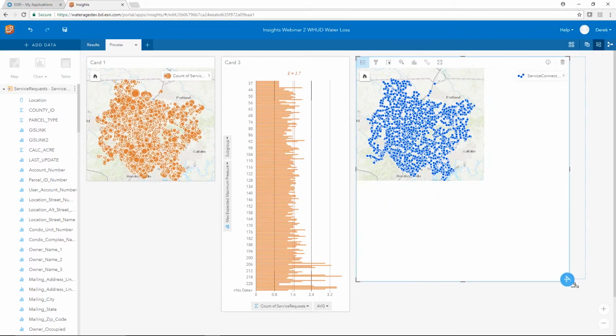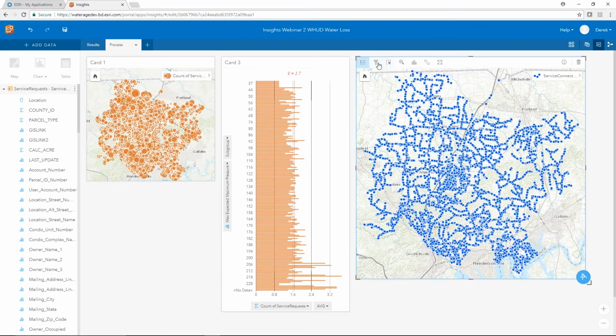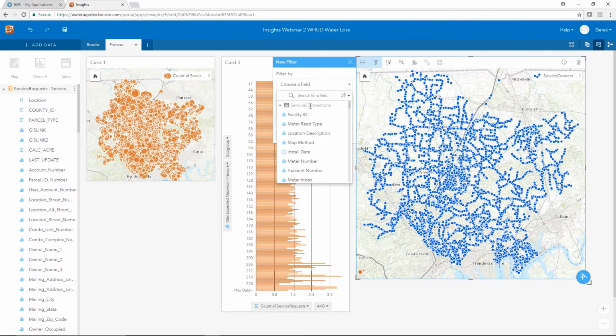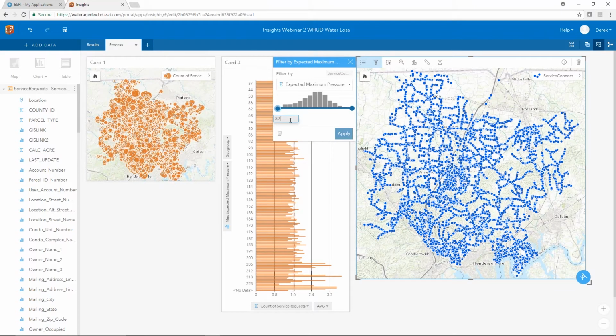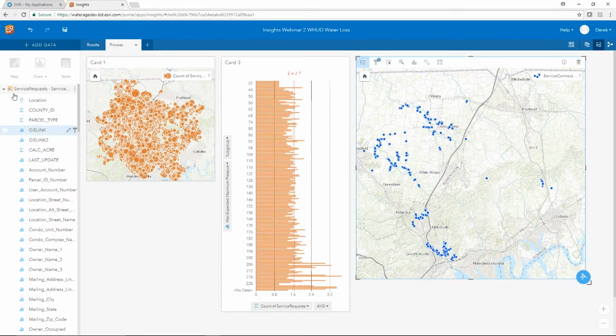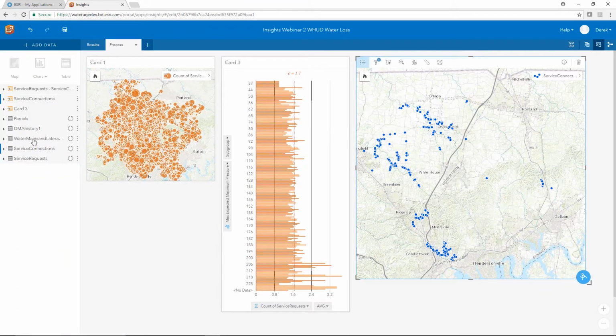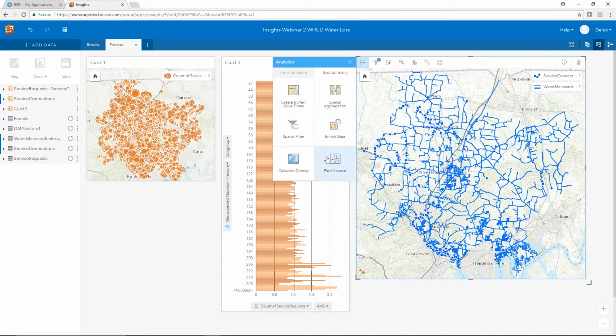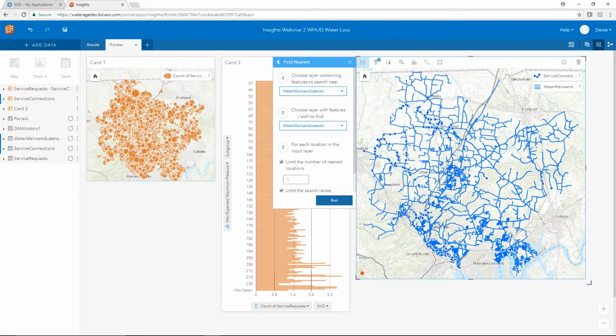So with that information, we can take our data and filter it down to look at only those connections that have that relatively high level of pressure. So we'll change this to 200. Now that we have all of these high pressure service connections singled out, we can bring in our water mains and laterals, and we can find out which laterals are closest to those high pressure connections by using our Find Nearest tool in Insights.